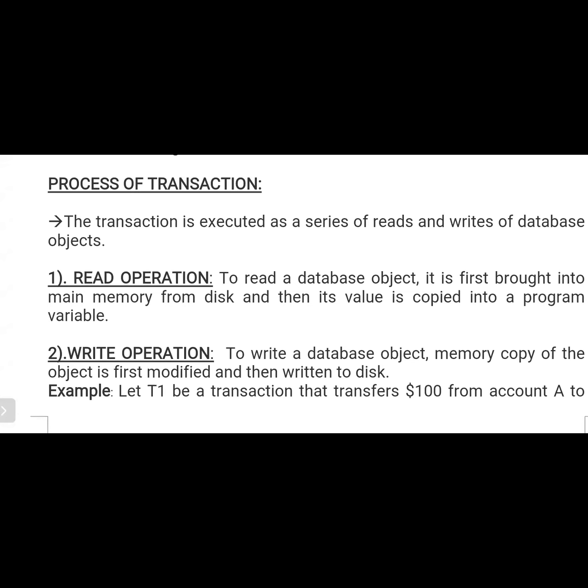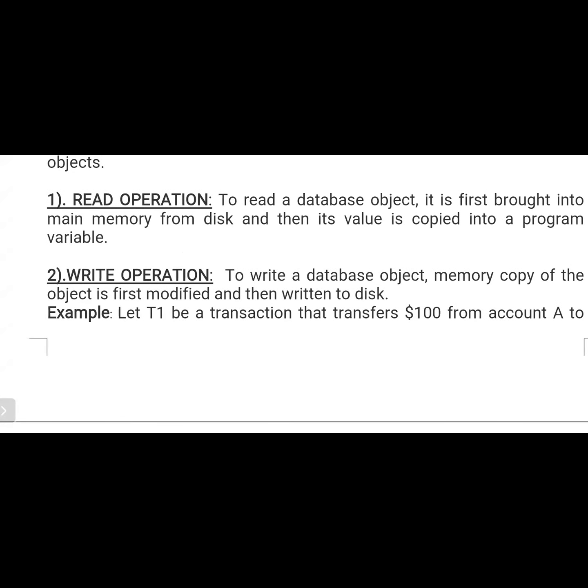The same thing is represented here. First, it is brought into main memory from disk, and then its value is copied into the program variable. For example, we ask who is student number 10, because we want to know the details. We write: select star from student where student number equal to 10. Then it gives the details of that particular student, which are retrieved from disk to main memory, and from main memory we access them and they become visible on the screen.